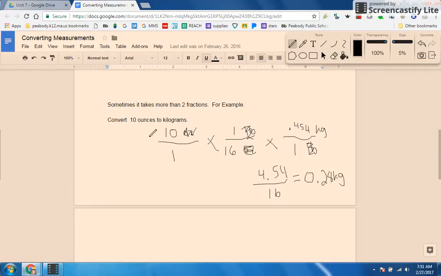So you start with what they tell you, label it, put it over 1. And then you have to see if there was an ounces to kilograms conversion rate, I would have done that, but there isn't one. So I had to kind of, it's like a puzzle. I have ounces and pounds, so I could do that, and then I can go from pounds to kilograms.